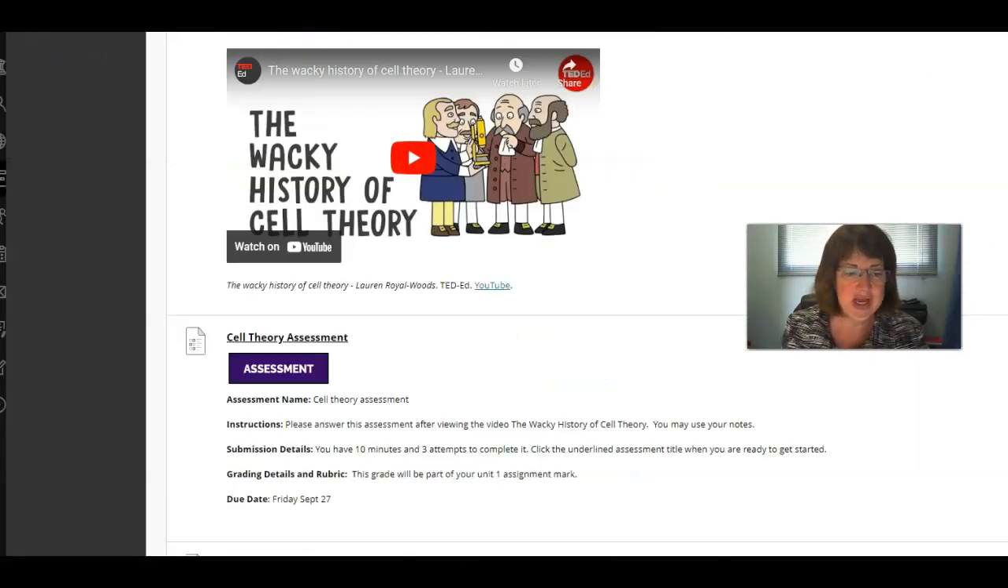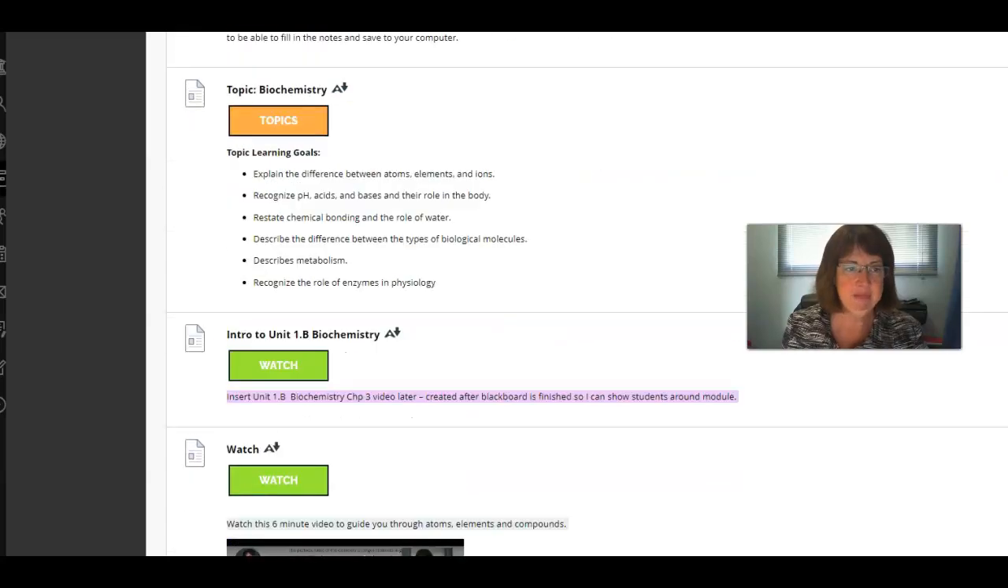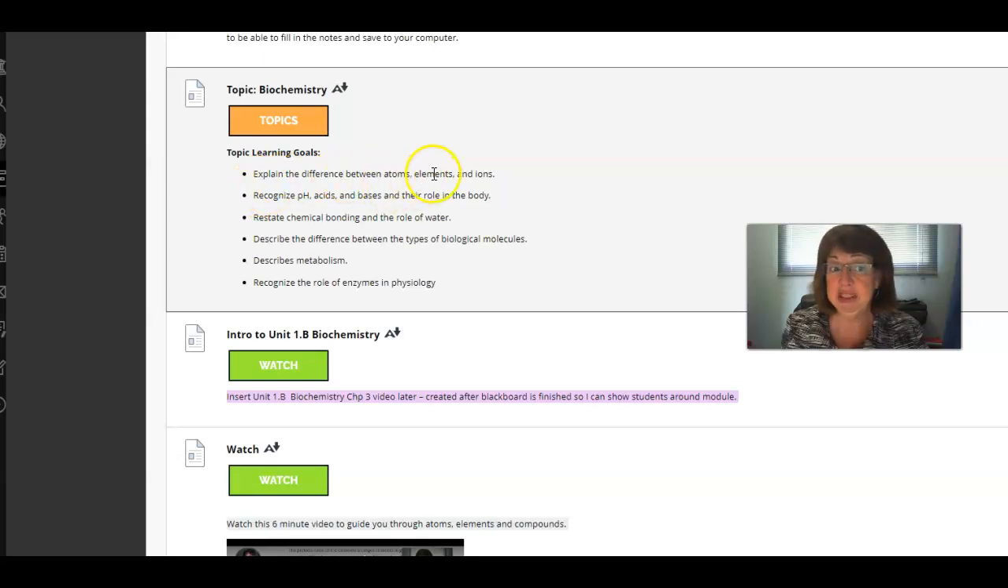So if we scroll down to here, it is in biochemistry. By the end of topic B, biochemistry, you should be able to explain the difference between atoms, elements, and ions. Recognize pH and acids and bases very simply at this level. Talk about chemical bonding and the role of water, and then we're going to talk about two different types of bonding, ionic bonding and covalent bonding.